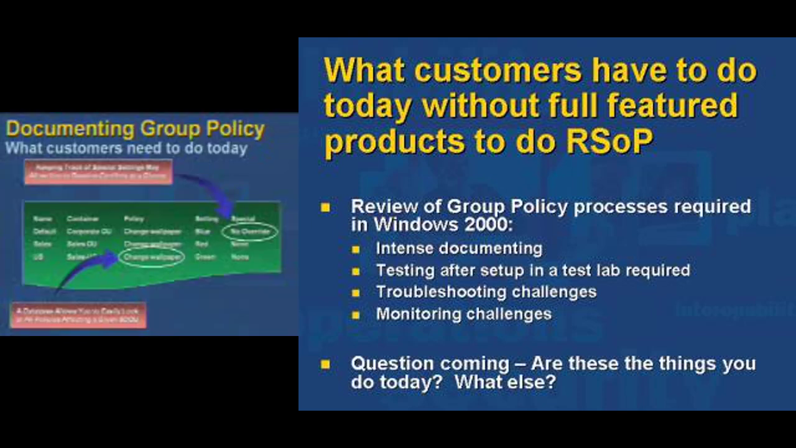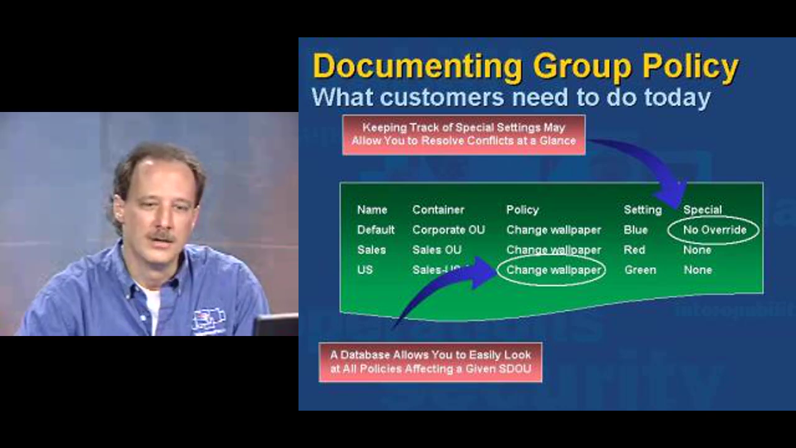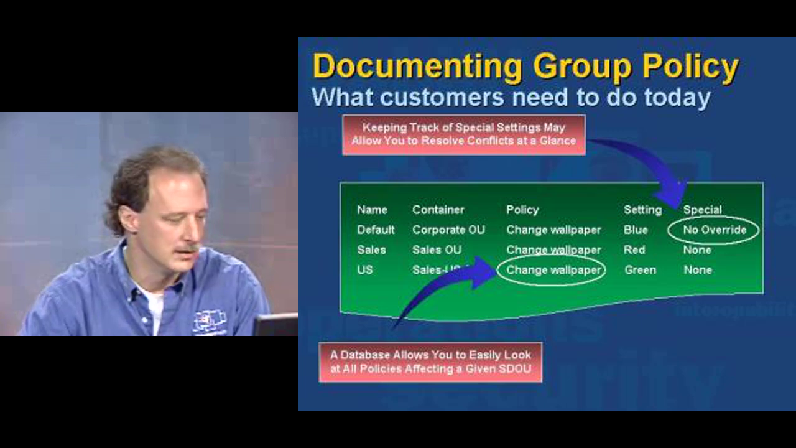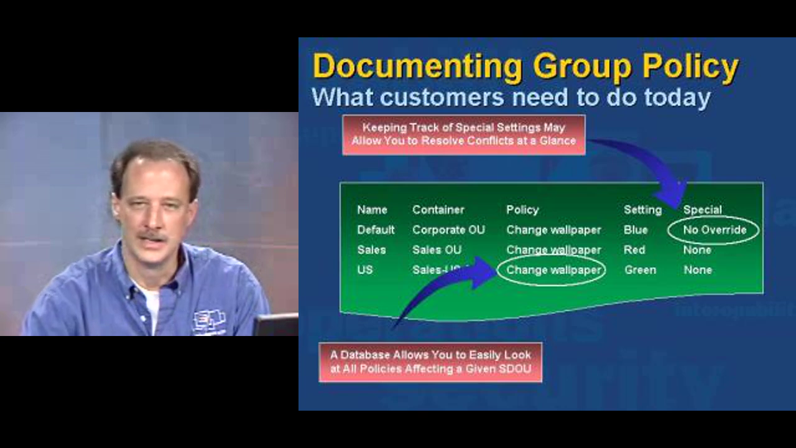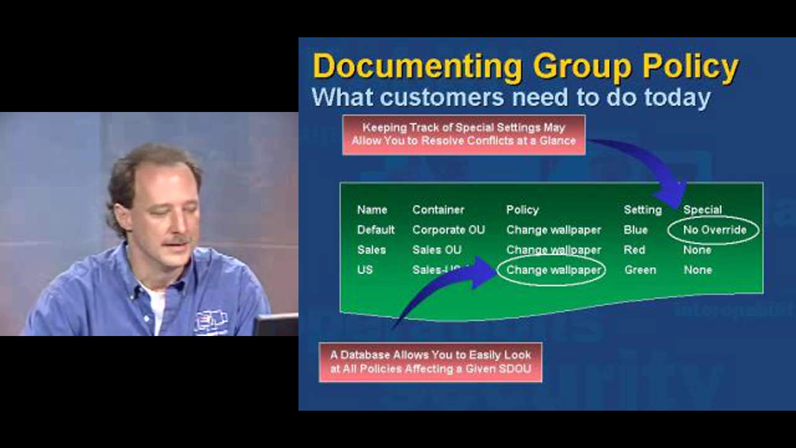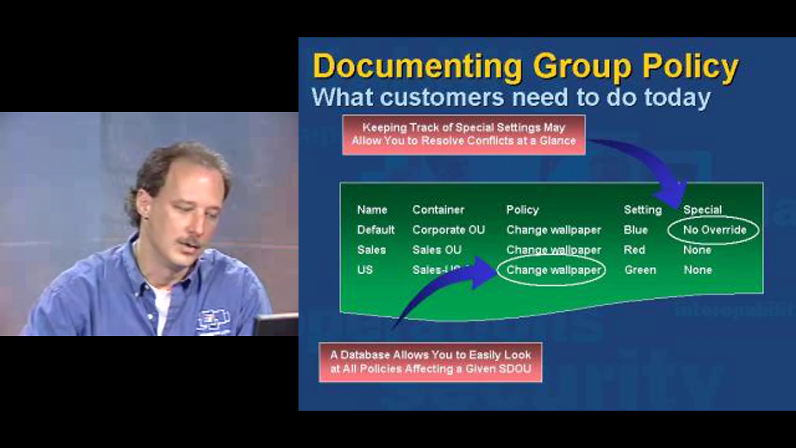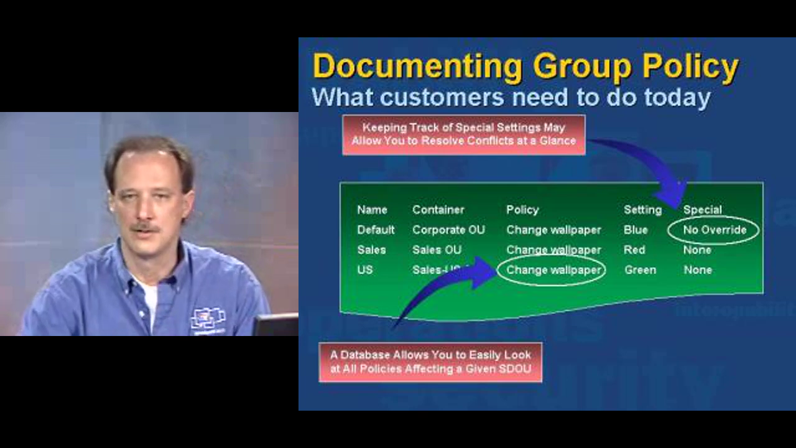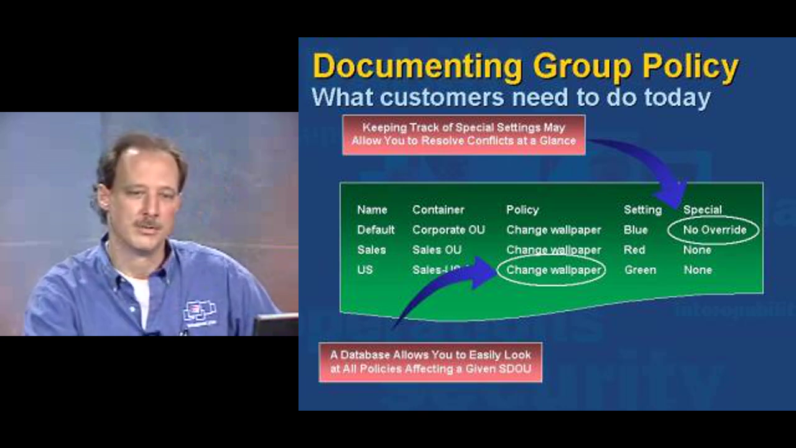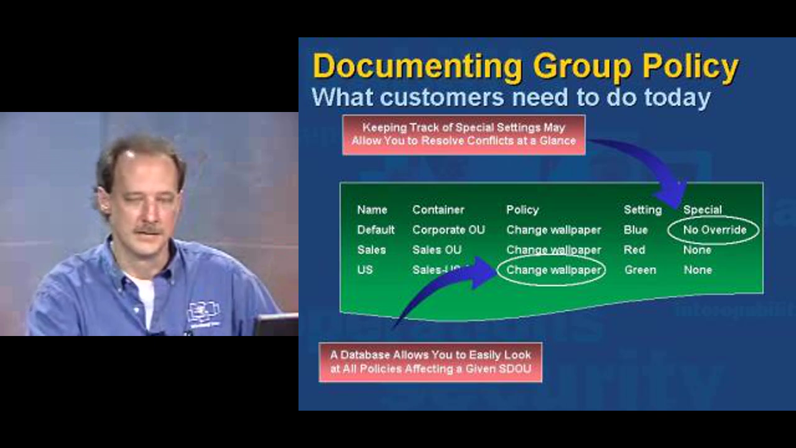So here's an example of ways that customers today need to track group policy. You'll note that we have what looks to be kind of a database looking thing or a spreadsheet looking thing. I've seen people using both kinds that lists the name of the group policy, where it's been associated, what policy settings are within it, what the actual setting or the value is that's been set, and whether there's anything special going on with regard to filtering or the override being set or blocking or any of these kinds of things.